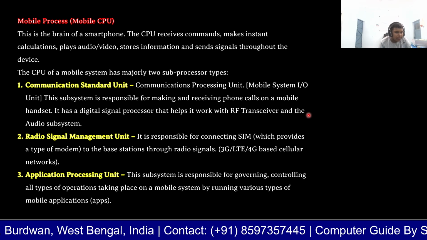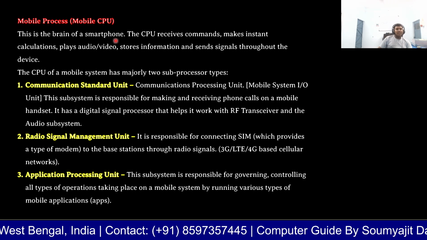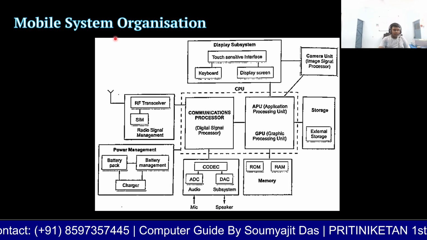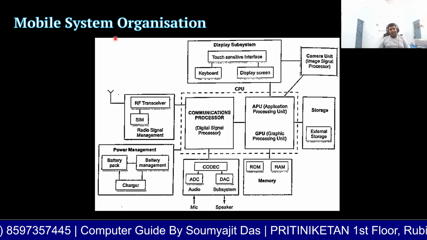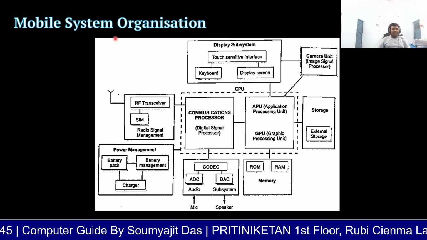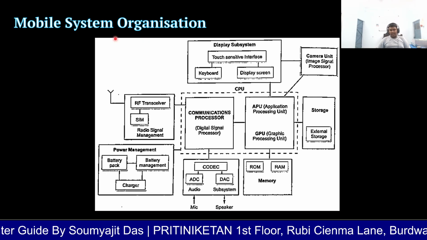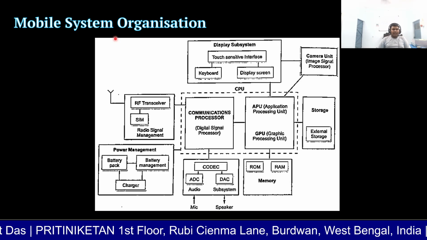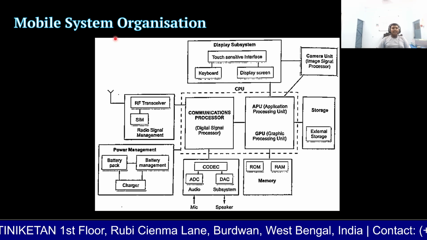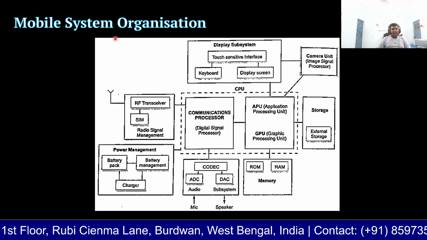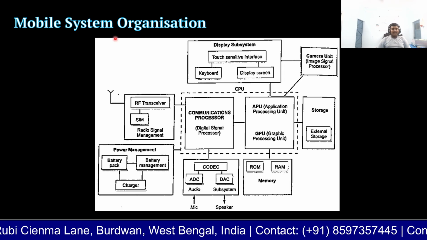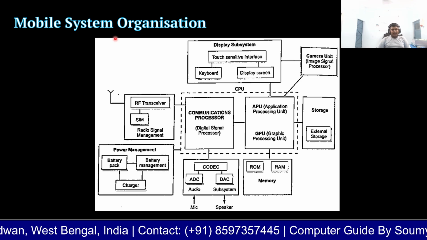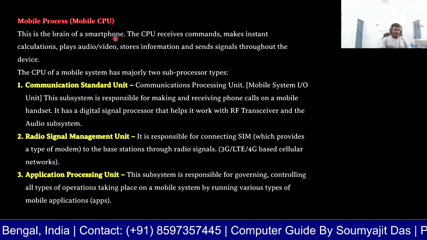Next, we have the mobile processor, mobile CPU. Now let's move towards the mobile system organization. This is the diagram. This is not very important, but it shows the codec, ADC, DSC, power management, RF transceiver, SIM, and communication processor. These definitions are not required, except the display subsystem. Only the display subsystem and the camera unit are required.